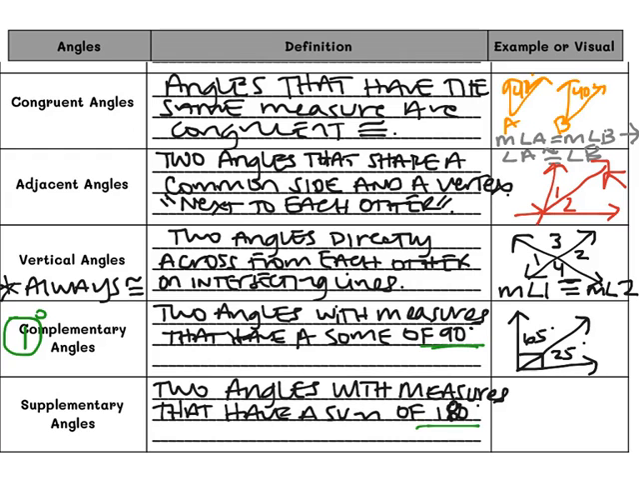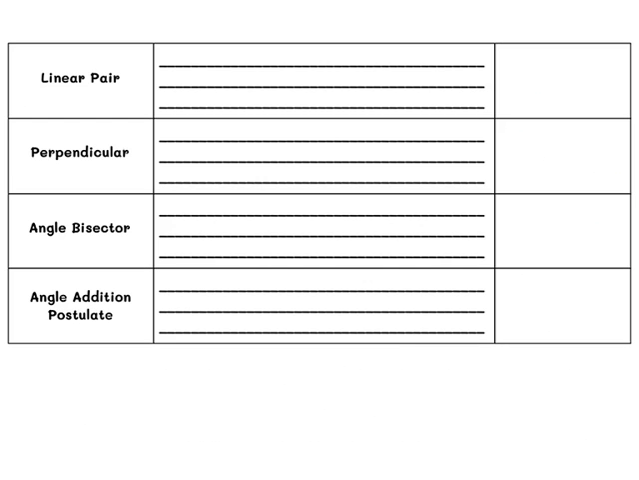Okay, so let's draw a picture of this. I want to show you they actually don't have to be adjacent. Let's say this is 120 degrees, and then we have a smaller angle over here of 60 degrees. If we add those up, they would be supplementary: 120 plus 60 equals 180.